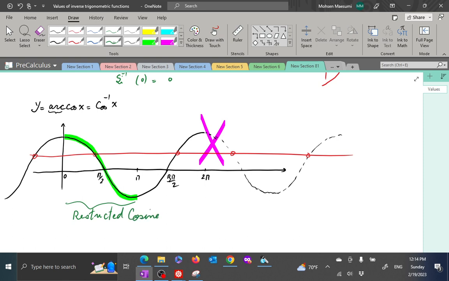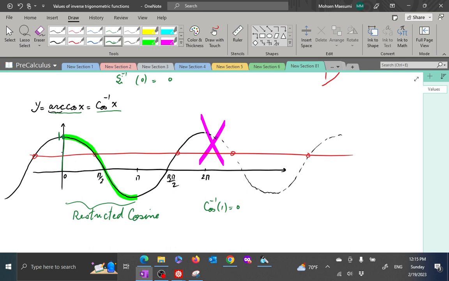That restricted cosine has an inverse, and that inverse is referred to as arc cosine or cosine inverse of x. So if you are at 1, you come back to 0. Cosine inverse of 1 is 0. Is that right?